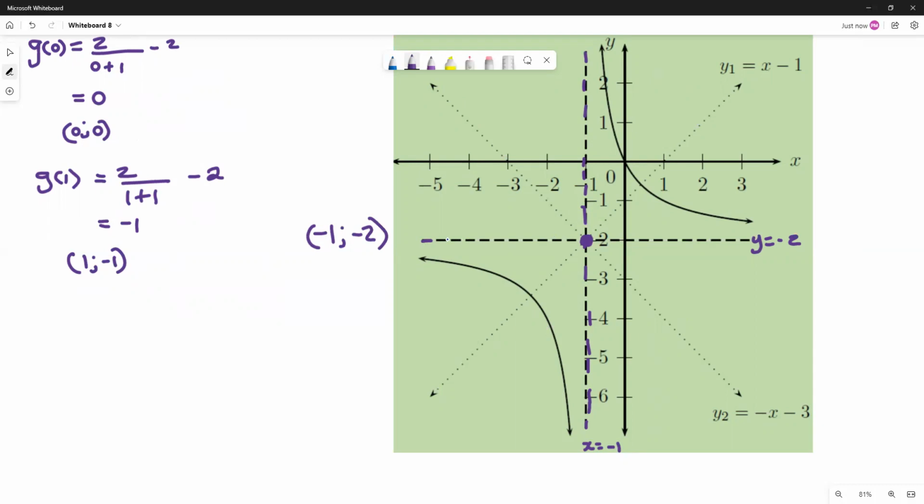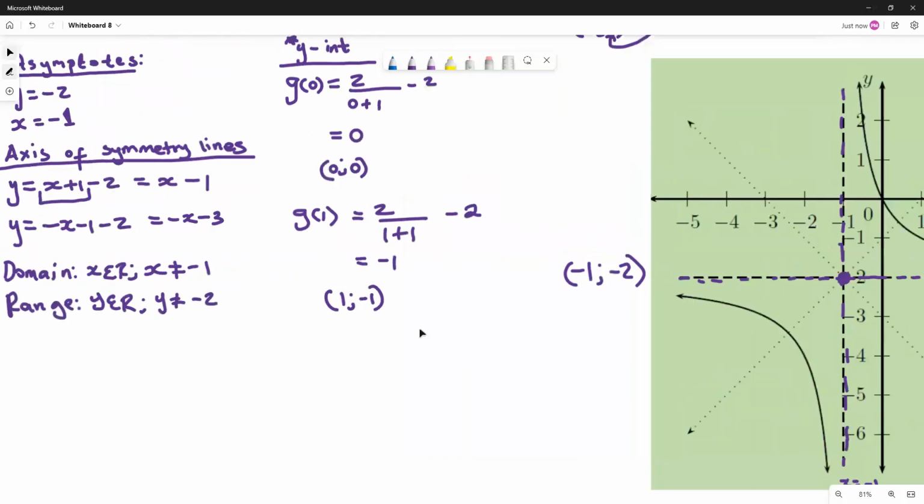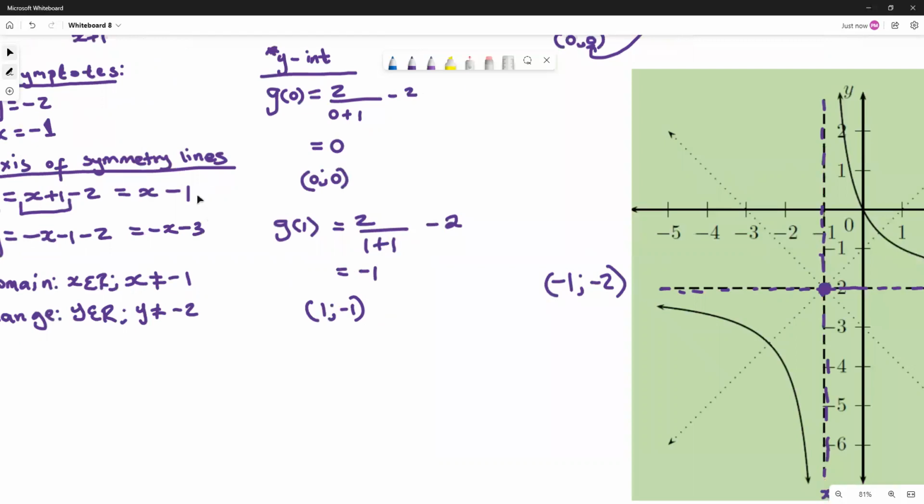So you have your first asymptote, which is going this way, right? Then you have your second, so you got that point there. Then you know that your axis of symmetry lines will also pass here, right? So now this is what you're going to do. You go to your equations. The first equation of axis of symmetry was y = x - 1, which means the y-intercept for this one is -1. Do you see it?